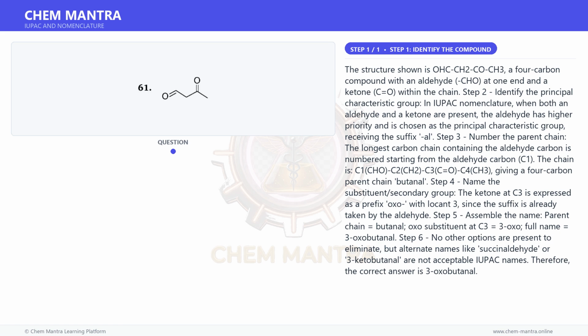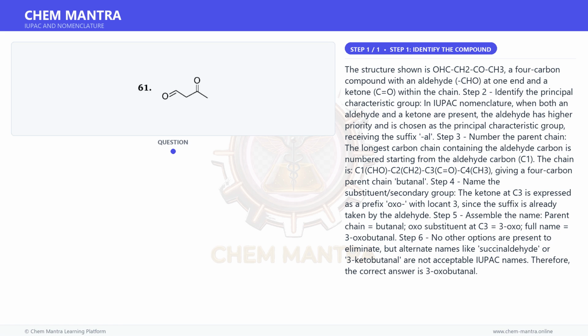The ketone at C3 is expressed as a prefix, oxo, with locant 3, since the suffix is already taken by the aldehyde. Step 5. Assemble the name. Parent chain is butanal, oxo substituent at C3 is 3-oxo, full name is 3-oxobutanal.